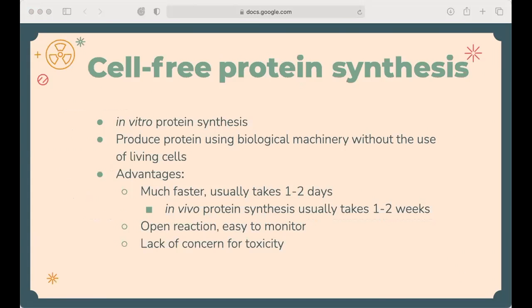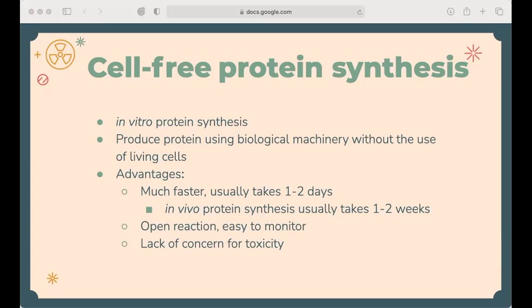First, here are some backgrounds on cell-free protein synthesis. It is also called in vitro protein synthesis. It is a biological technique that produces protein using biological machinery without the use of living cells. There are a bunch of advantages to cell-free protein synthesis. First, it is much faster because it does not require gene transfection, cell culture, or extensive protein purification. So it usually takes 1 to 2 days to finish up the experiment.